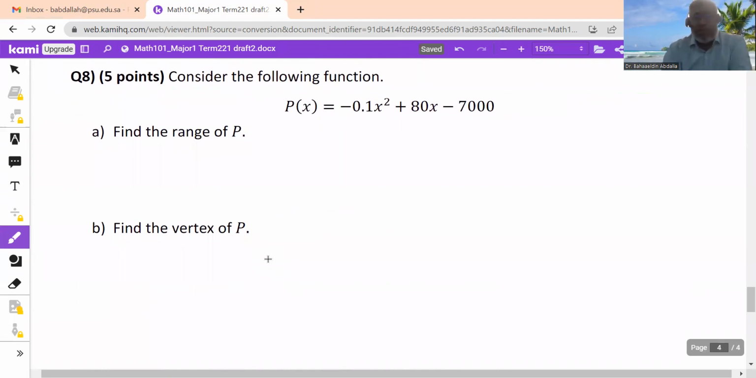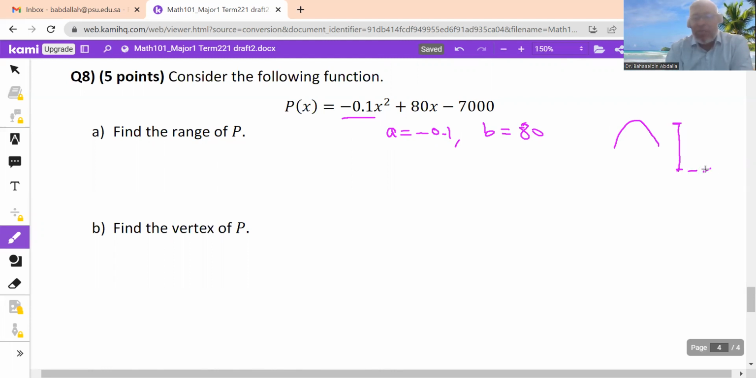Consider the following function. This is a quadratic function. A here is negative 0.1, B is 80, and C is negative 7,000. He's asking about the range of the function. Well, we know that the graph of this quadratic equation is a parabola. Since the leading coefficient, the coefficient of x squared, is negative, this parabola opens downwards. So the range would be, the range is the y values.